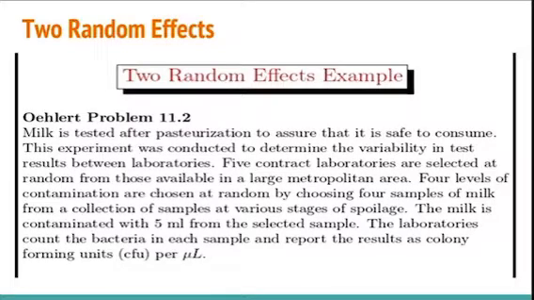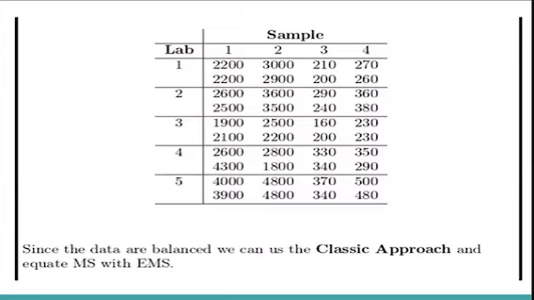They are selected from those available in a large metropolitan area, and 4 levels of contamination are chosen at random. So you also choose both factors at random, and that is the reason why we have a two-way analysis of variance where each factor is random. Now let's look at the data. We have 5 laboratories selected at random, and we have 4 samples also selected at random. Sample, as a factor, is random. Lab, as a factor, is random.